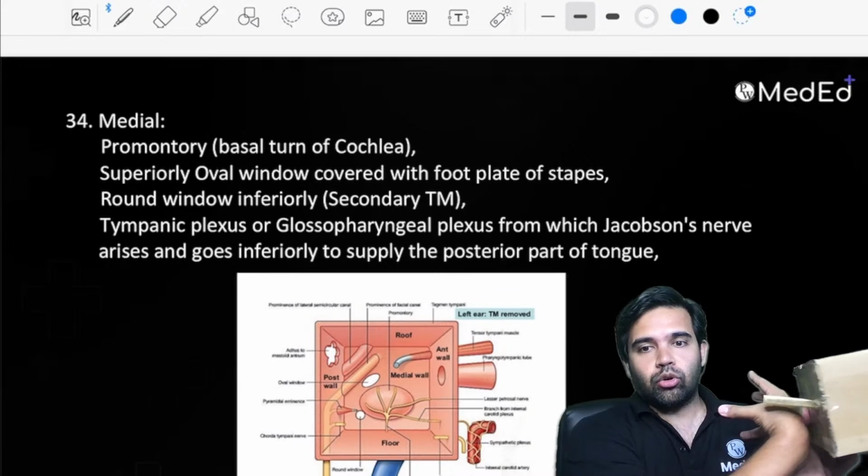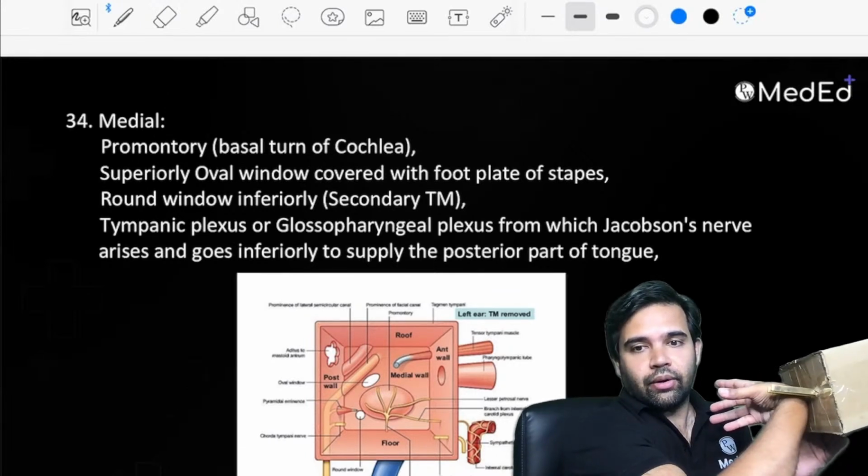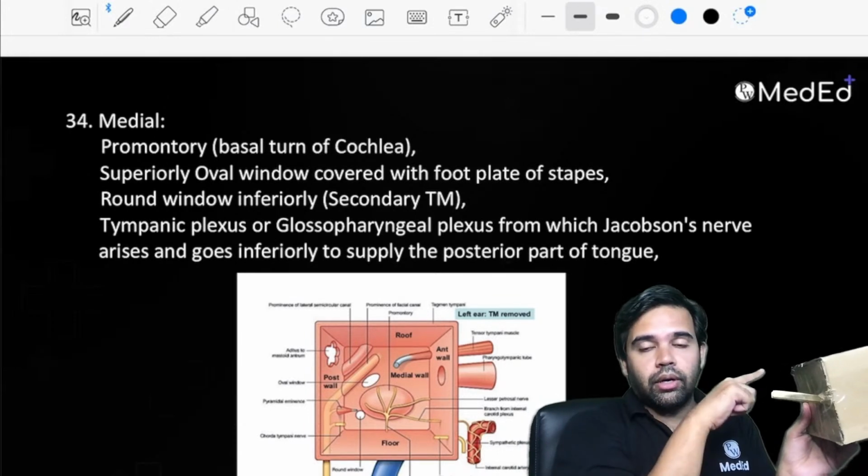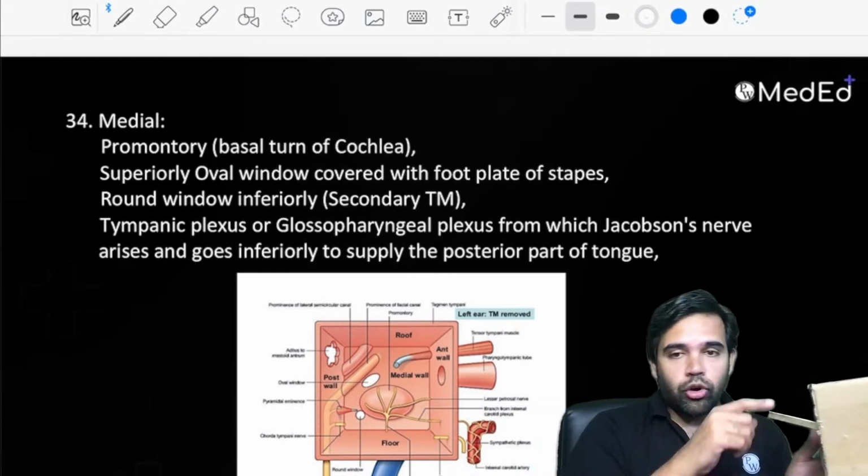So if you look behind, the cochlea is basically turning like this. So the basal turn, then it turns two and three-quarter times, around the modiolus.